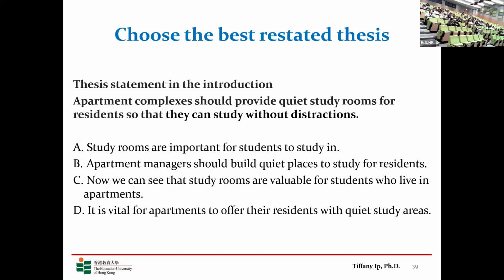Okay, many answers already appear on Zoom. What about you all in the classroom? Do you get the answer? What is it? D, very good. And "it is vital," again, highlight this phrase. Somehow you reinforce the point, right? So you replace "somebody should do something" with "it is vital," or "it is advised," "it is recommended." And then "for apartments to offer them quiet study areas."